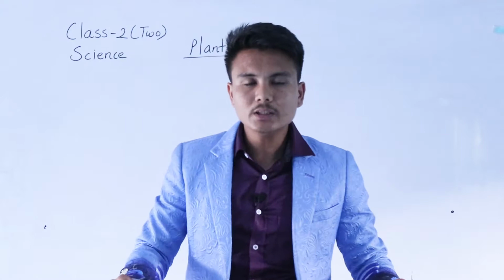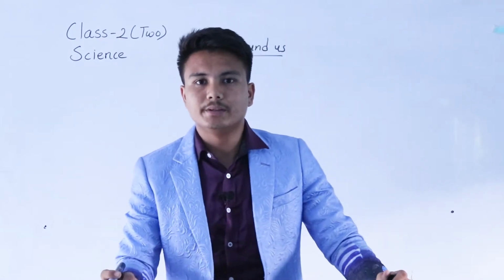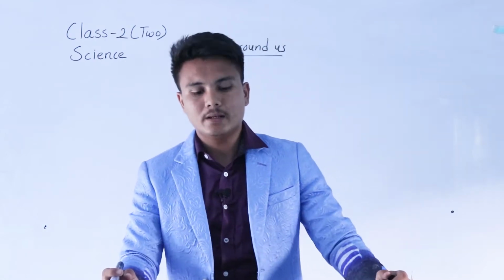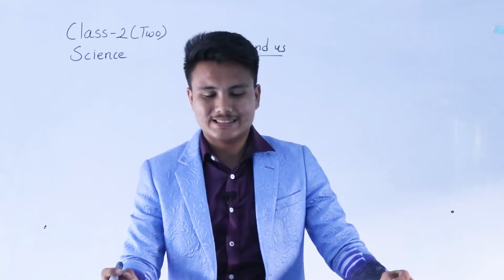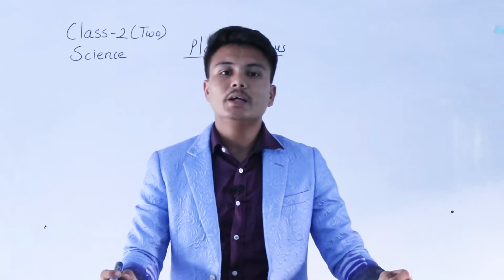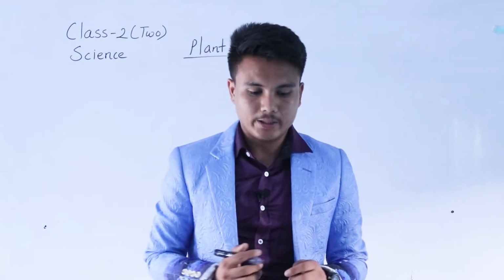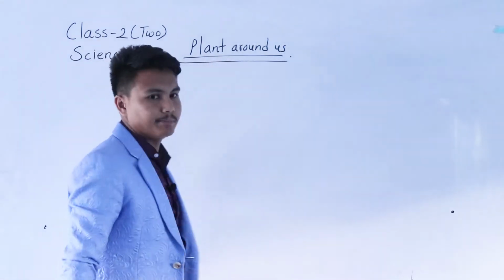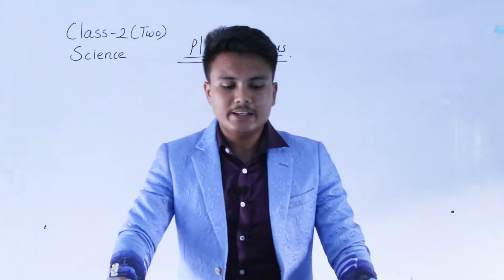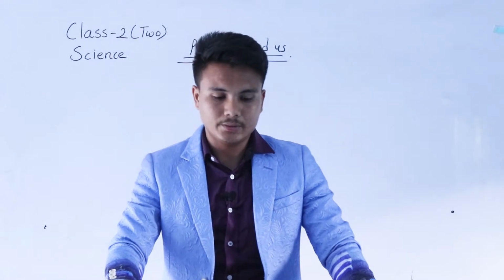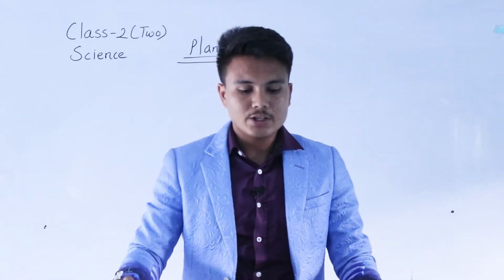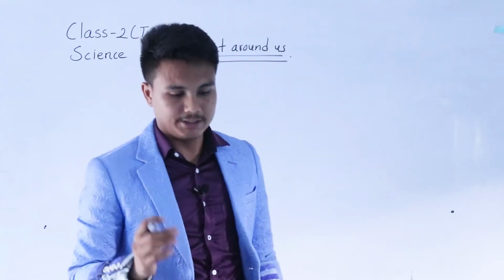We see various types of plants in our environment, like bean, banana, mango, lotus, cactus. Lots of plants are available in our environment. Plants around us is our main topic today. There are different plants around us. Some are very big and some are very small.